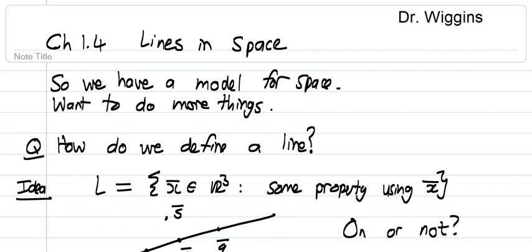Alright. Now, what is a line? We know a line would be a set of 3D vectors with some property. So if I have a line, I want to have a criteria whether the point is on the line or not on the line. Alright?